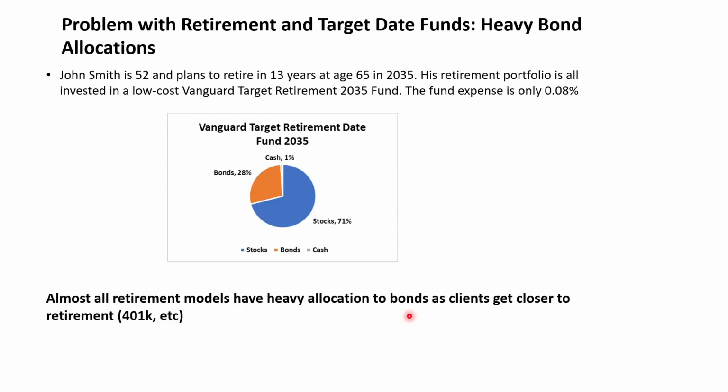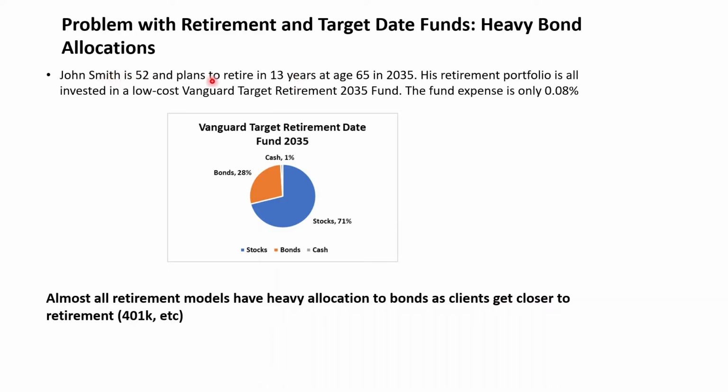So now let's talk about the problem with retirement and target date funds. The main crux of the issue is that they heavily allocate to bonds. And as we've shown in this presentation, bonds have lower gross returns and higher taxes. So you're getting less on an after-tax basis. Again, I'm going to use a simplistic example. We're going to use John Smith.